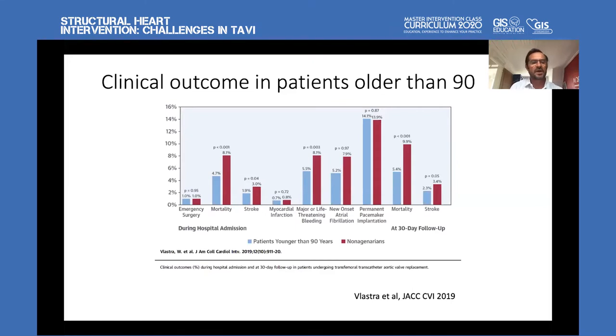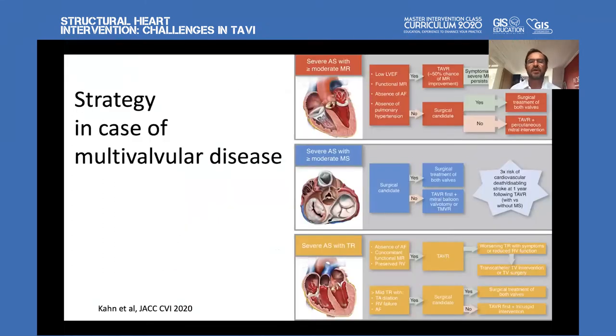So what is the strategy in the case of multivascular disease, valvular disease? I have no time to develop it. I would say that for severe aortic stenosis with important mitral regurgitation, you should try TAVI as long as there is a contraindication as a surgical candidate. In my experience, most of the functional mitral regurgitation will regress, or if it is still symptomatic severe MR, then you have to think about percutaneous intervention.